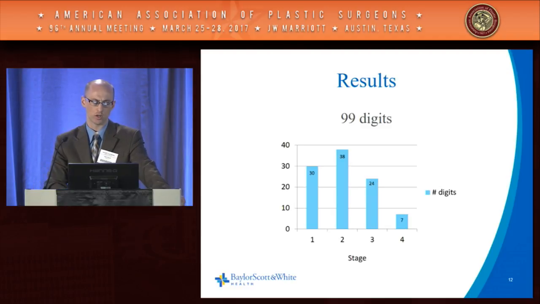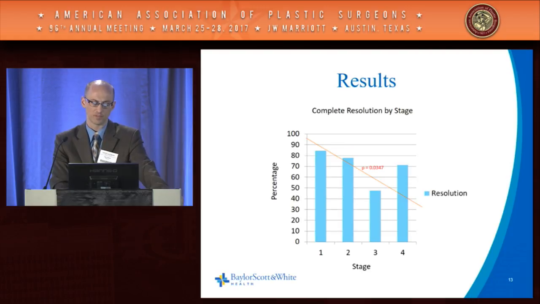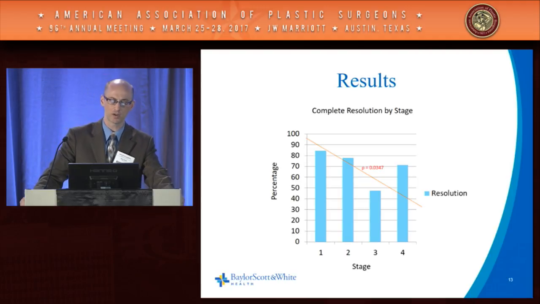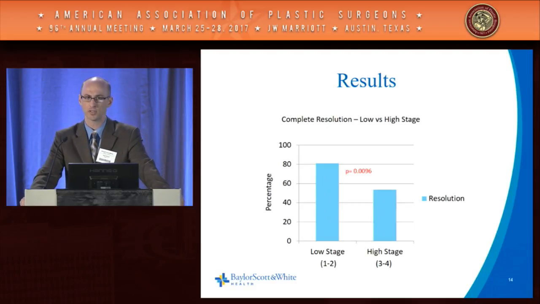We met our goal on almost all the stages, except we did have a low number of stage 4 digits in our data. Despite that, there was a significant inverse relationship between stage and complete resolution of symptoms. And there seemed to be a break in the data between stage 2 and stage 3 trigger fingers. So we further analyzed those two groups, breaking the cohort into low stage and high stage triggering. And what we found was a significant decrease in resolution of symptoms in the high stage group, roughly just over 50% resolution versus over 80% for the low stage digits, and so this was an important finding.